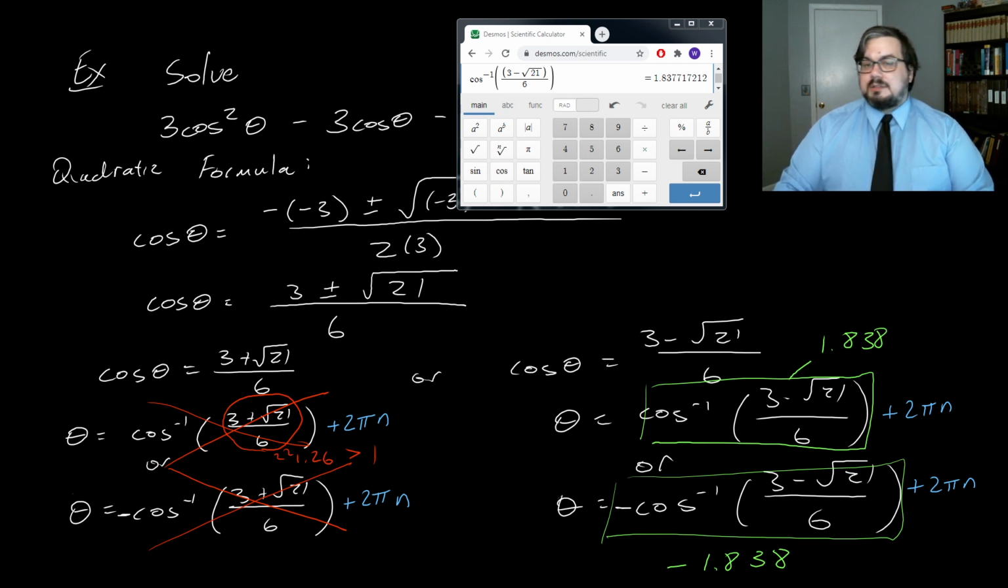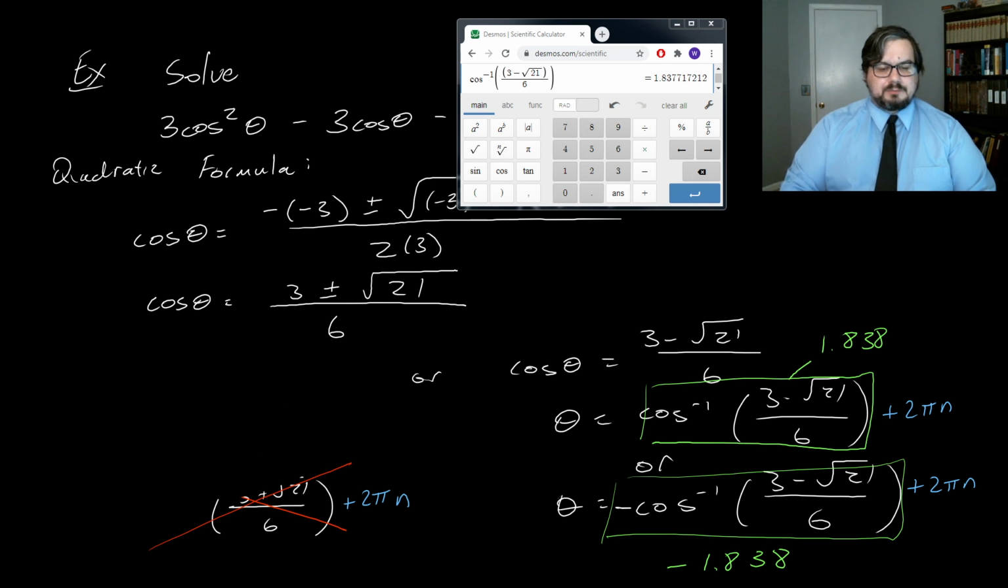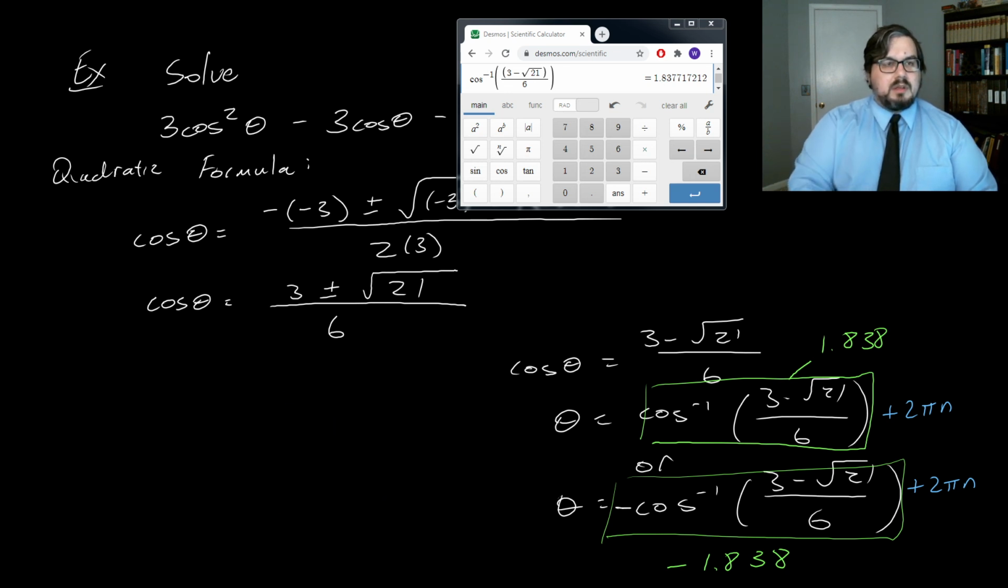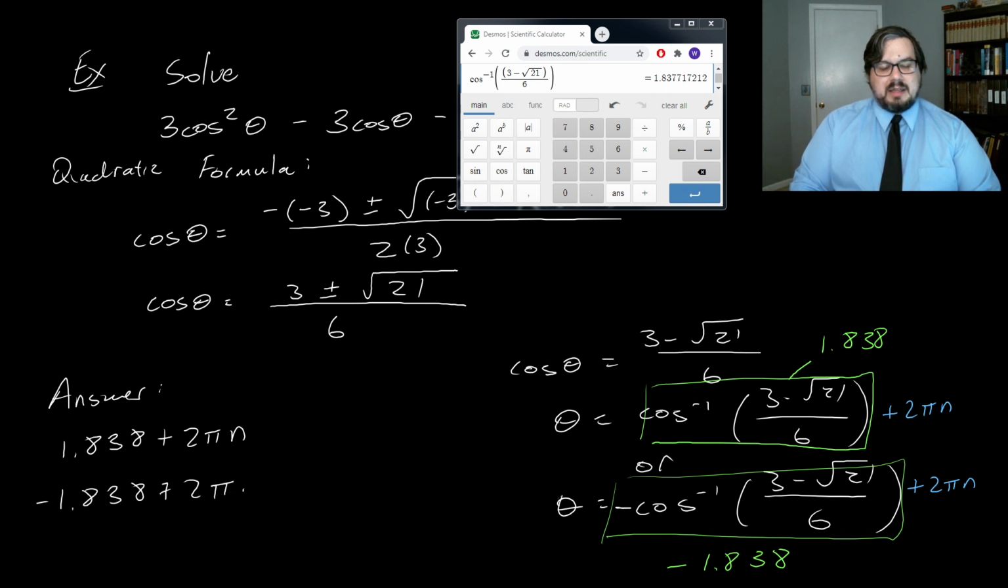And so our final answer to this question will be two infinite families of solutions. I'll go ahead and put them over here. I'll erase the one that didn't work. And so we get that our answer is 1.838 plus 2 pi n and negative 1.838 plus 2 pi n for n an integer.